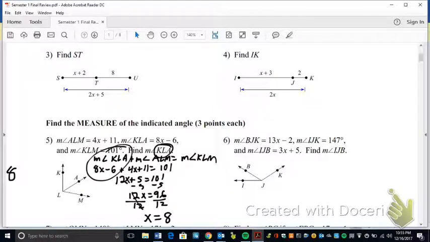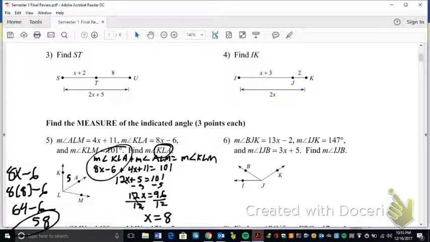Now, we're told that we need to find KLA. We see that KLA is equal to 8x minus 6. So we go 8x minus 6. We know that x is 8, so 8 times 8 gives us 64 minus 6, or 58. Now, if we plugged in 8 to the other one, we'd get 43. We get 43 and 58 add up to 101. We're already told that KLM equals 101, so we know we did it right.